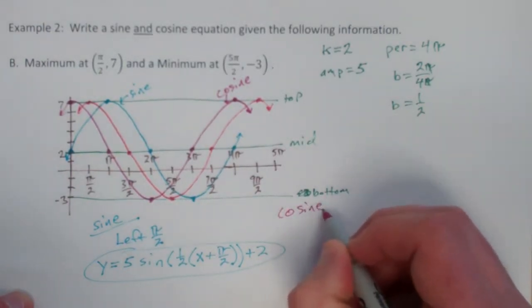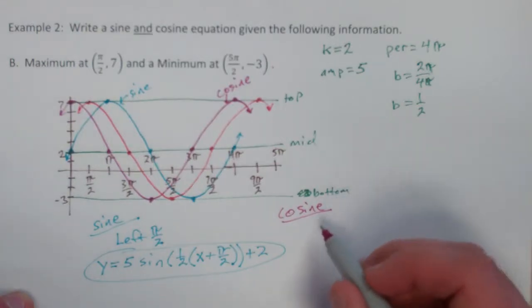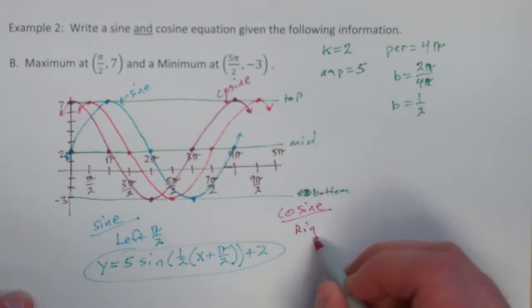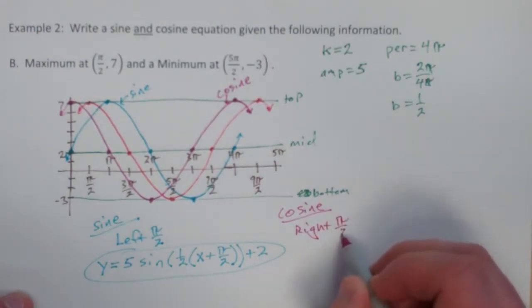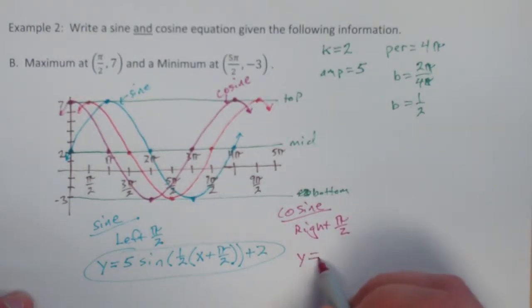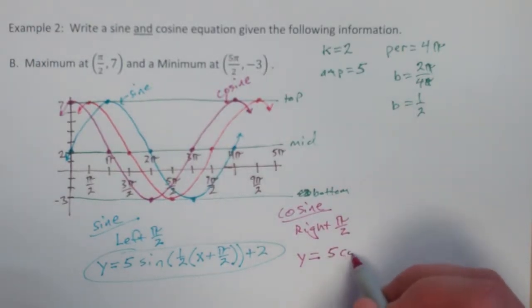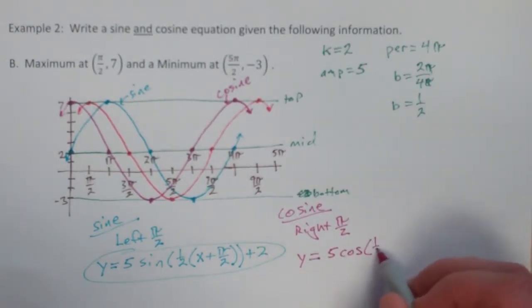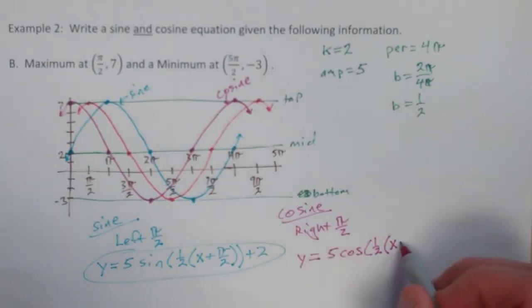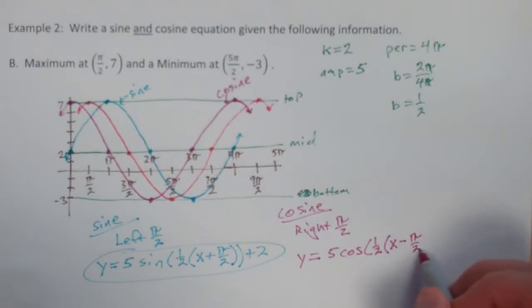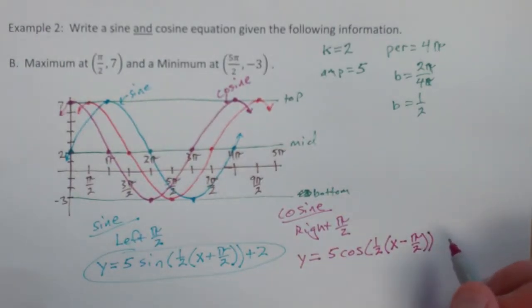So when we write the cosine equation, the only thing that's going to be different is we've got to shift this one right by pi over 2. So we've got y is equal to, everything else is going to stay the same except this inside piece. And I want to write cosine here. This is right by pi over 2, so we need a negative sign and a pi over 2 inside. We'll close the parentheses and then put a plus 2.